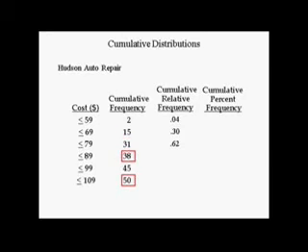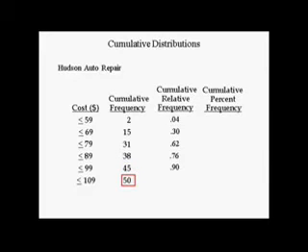Since the cumulative frequency of invoices with parts costing at most $89 is 38, the cumulative relative frequency of this interval is found by dividing 38 by 50, which is 0.76. The cumulative frequency of invoices with parts costing at most $99 is 45. The cumulative relative frequency of this interval is found by dividing 45 by 50, which is 0.90.